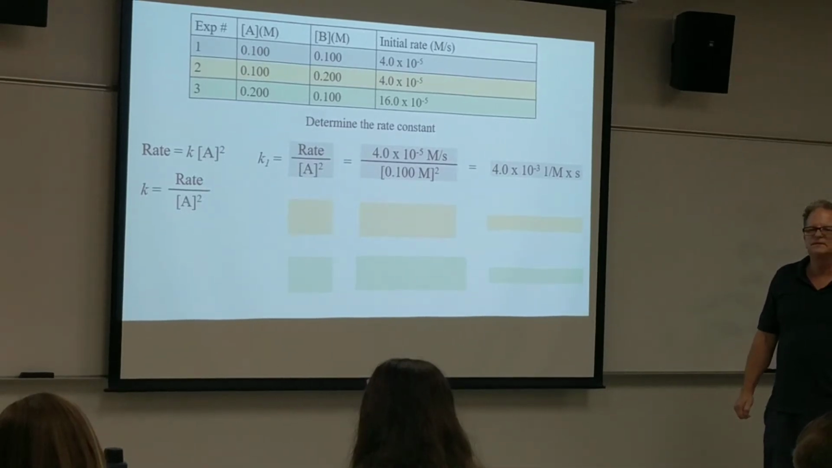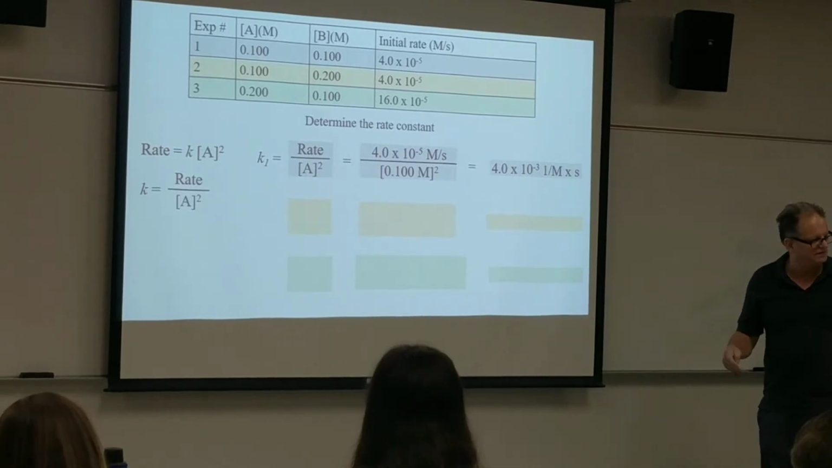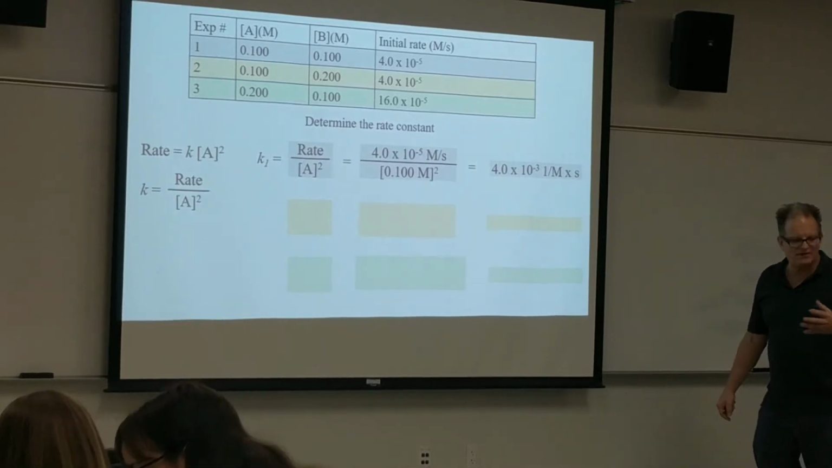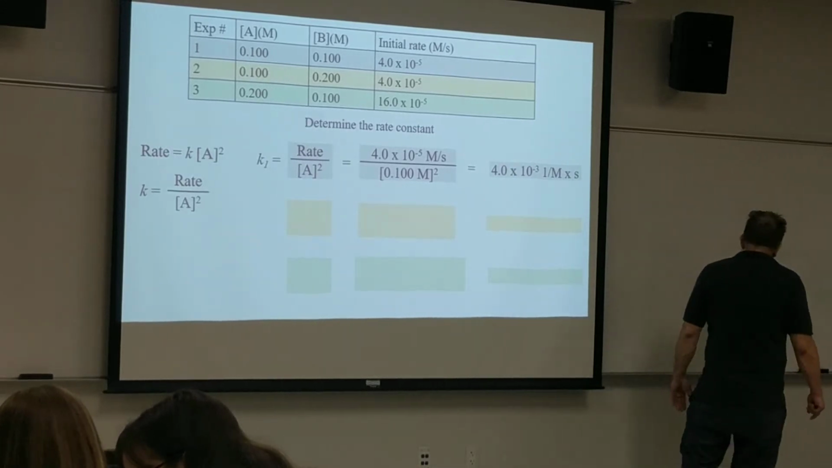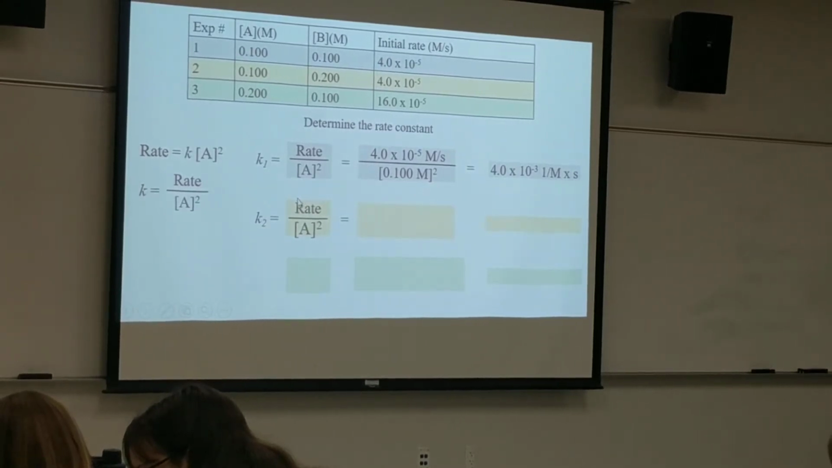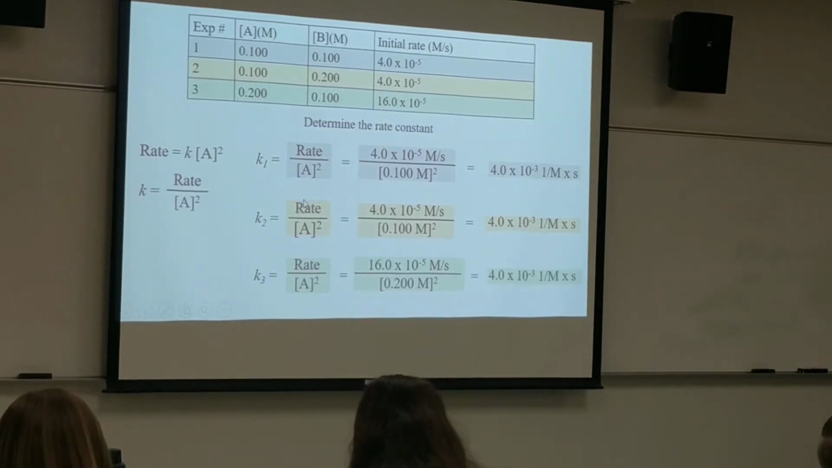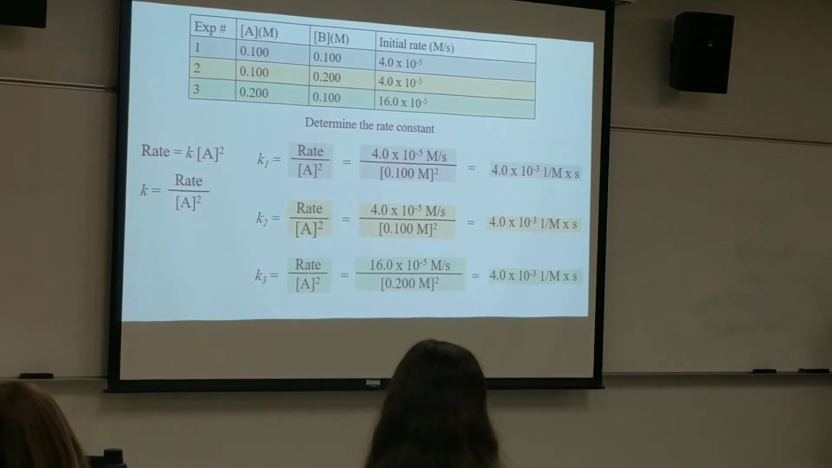All right. It doesn't matter which one. If the experiment went right, it doesn't matter which one I pick. They're all going to give me the same answer, because they were all done at the same temperature and it's all the same reaction. But I'll put them in. Okay. Do the yellow one now. Same answer. And I'll do the green one. Okay. So now I know K.